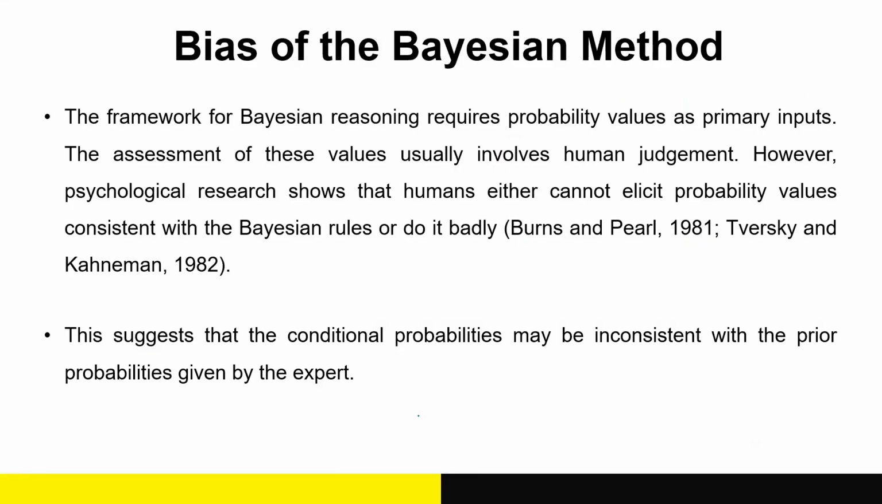Bias of the Bayesian method. The framework for Bayesian reasoning requires probability values as primary inputs. The assessment of these values usually involves human judgment. However, psychological research shows that humans either cannot elicit probability values consistent with the Bayesian rules or do it badly, according to Burns and Pearl 1981 and Tversky and Kahneman in 1982. This suggests that the conditional probabilities may be inconsistent with the prior probabilities given by the expert.